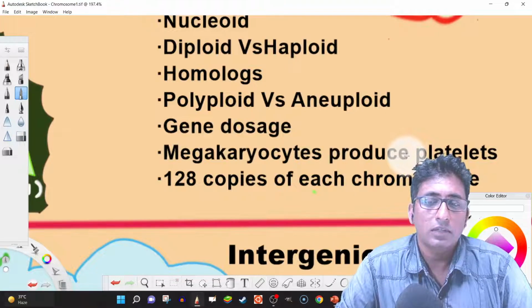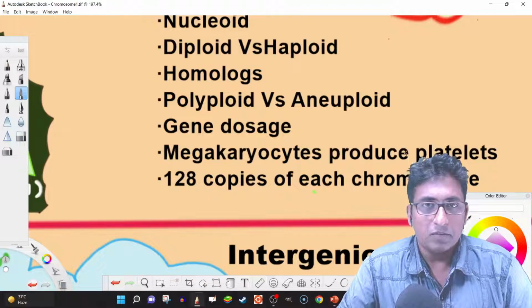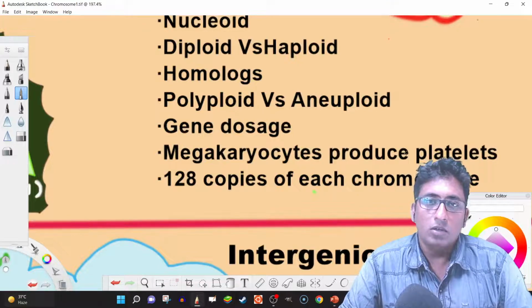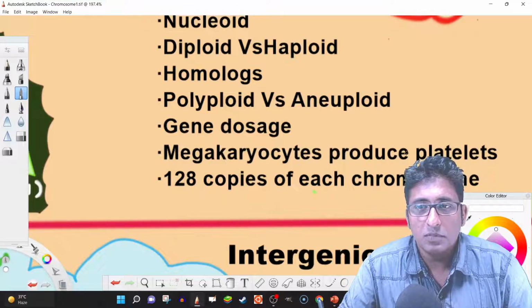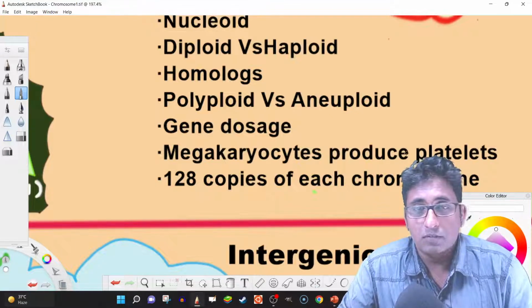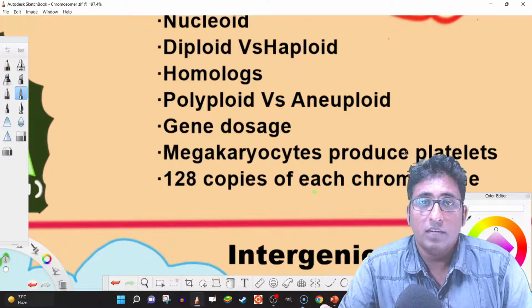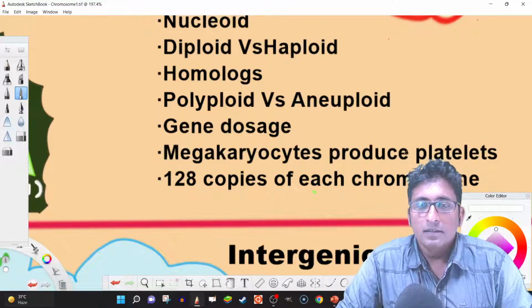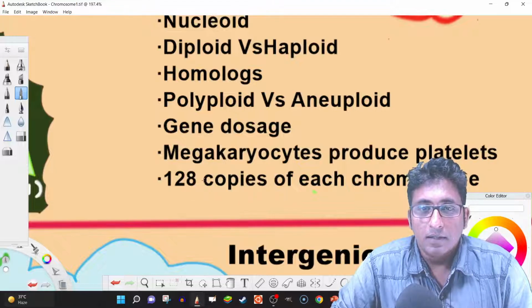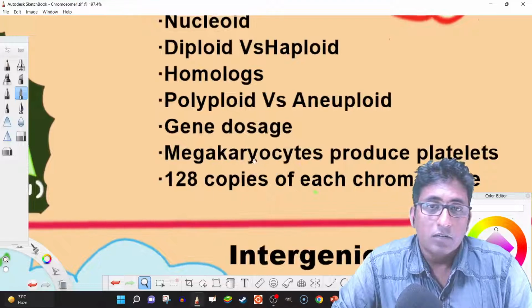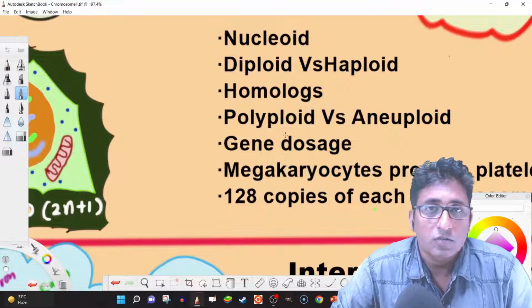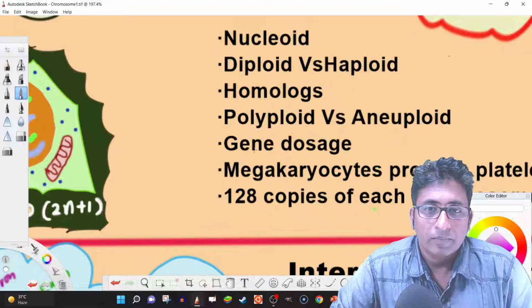And so to keep up with the demand for production, they have 128 copies of each chromosome. Although not all of the genes present on these chromosomes are expressed, the expressed genes are for the survival of the cell and production of a large number of platelets. And that is how polyploidy is also present in our body, and it does have certain roles, but there are a large number of abnormalities that can occur because of polyploidy in general.